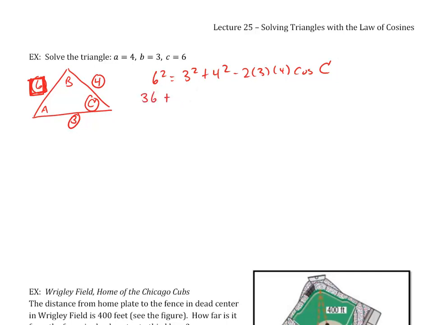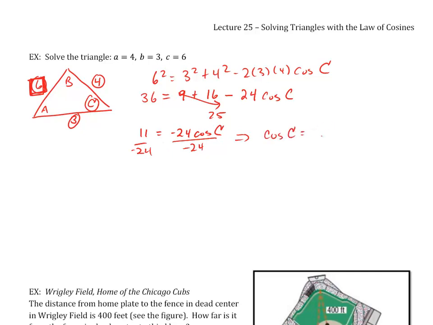36 equals 9 plus 16 minus 24 cosine of C. 9 plus 16 is 25, so you subtract that to the other side. You get 11 equals negative 24 cosine of C. Divide both sides by negative 24. That gives you that cosine of C is negative 11 over 24. So C is the cosine inverse of negative 11 24ths, which gives me 117.3 degrees.